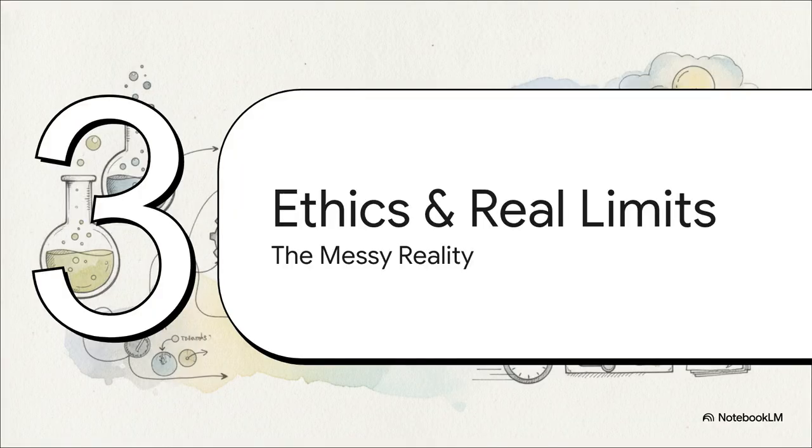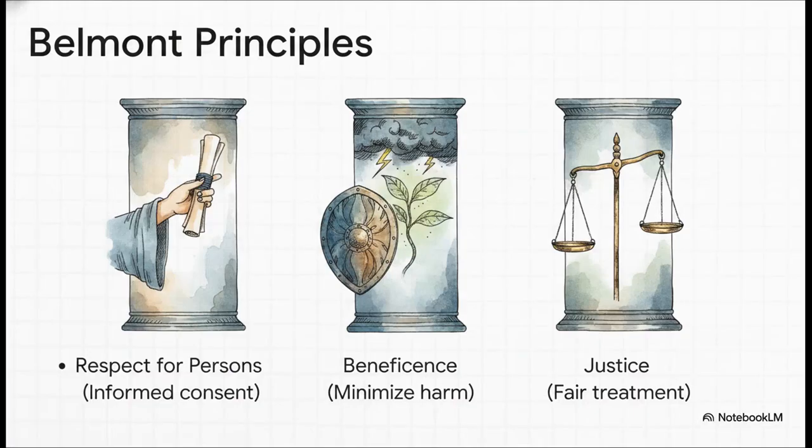And that brings us to our final section. Chapter 4, Ethics and Real-World Limits. The messy reality of research. At the end of the day, we have to remember that we are conducting research on actual human beings, not abstract variables in a petri dish. Because of that, we are firmly bound by the Belmont Report, which outlines 3 absolutely non-negotiable ethical principles.